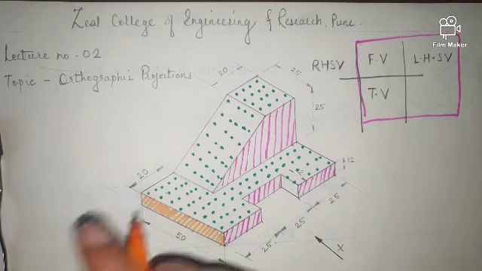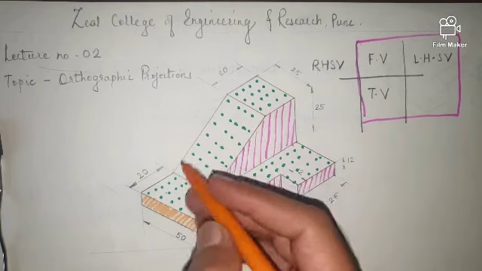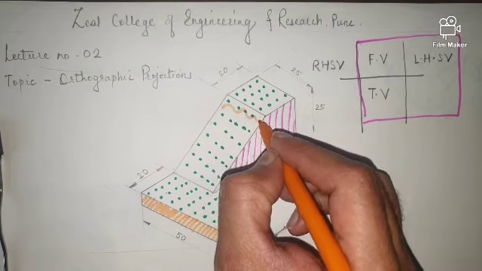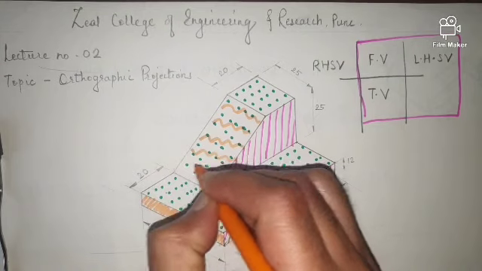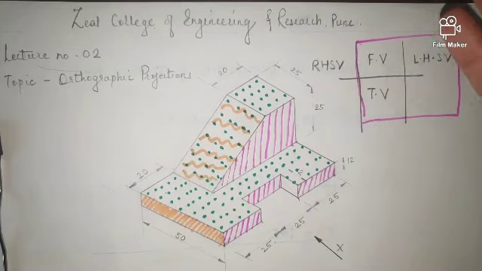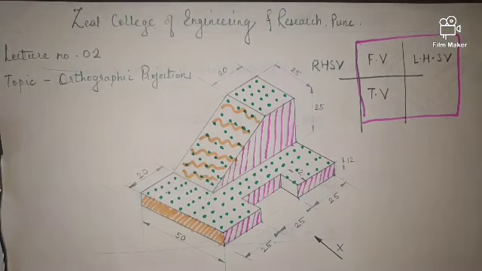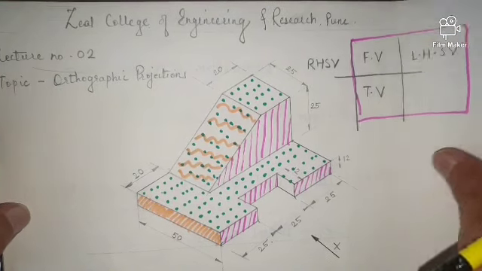What else can we see? We can see this surface, this portion. So we'll color code this. Can we see anything else? No, we can't. So we'll start drawing this on another sheet. Let me take another sheet.